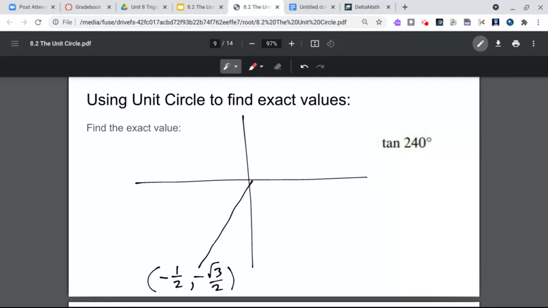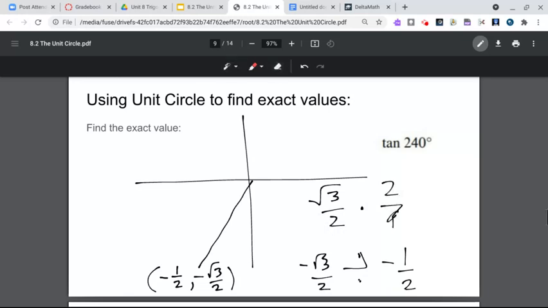To get the exact tangent value, we do y divided by x. So negative root 3 over 2 divided by negative 1/2. So of course the negatives will cancel. So let's just write it root 3 over 2 times 2 over 1, when we flip, multiply by the reciprocal. The 2's cancel, and we are left with the exact value as root 3 over 1, or just root 3.